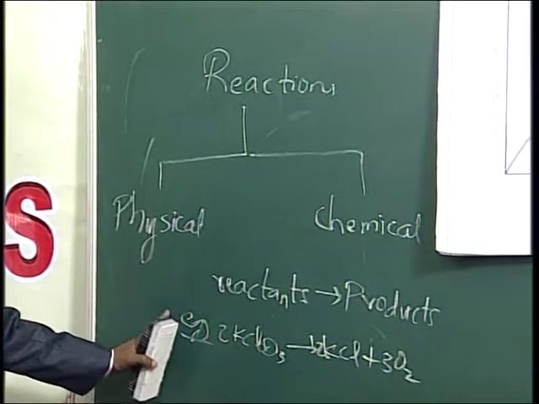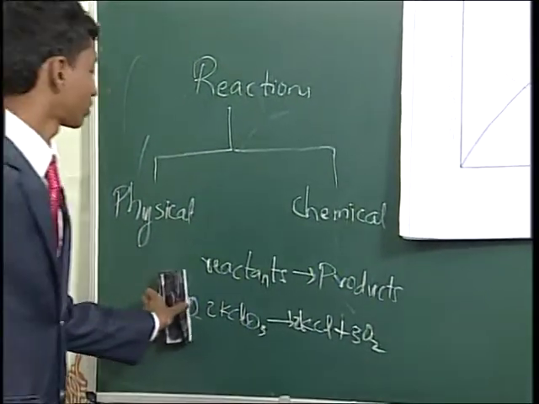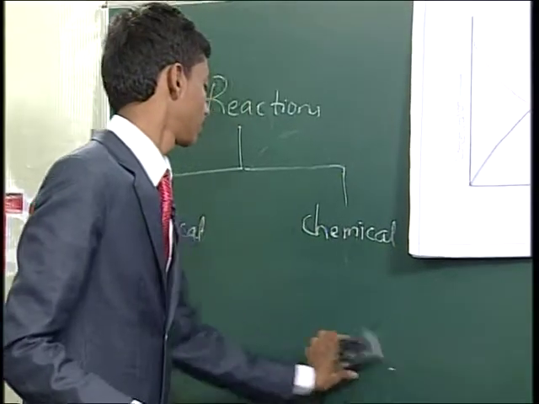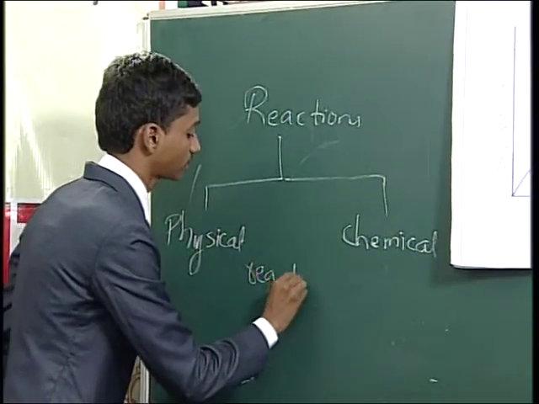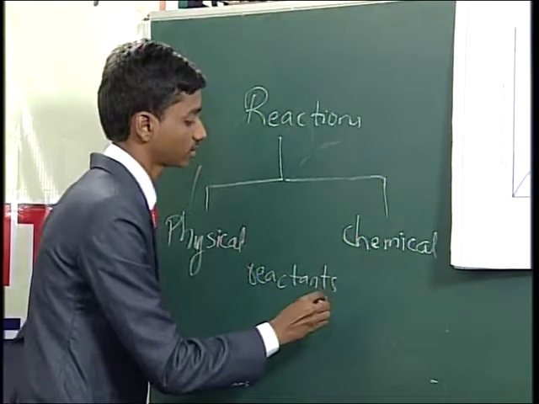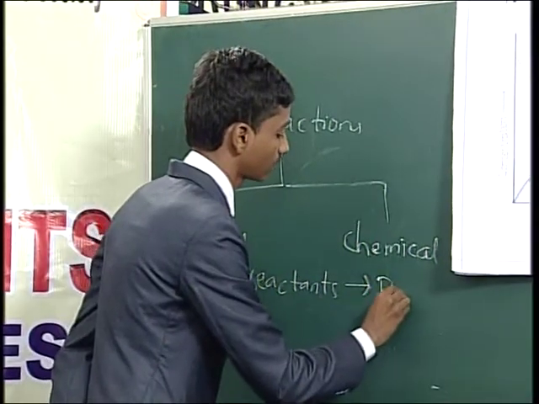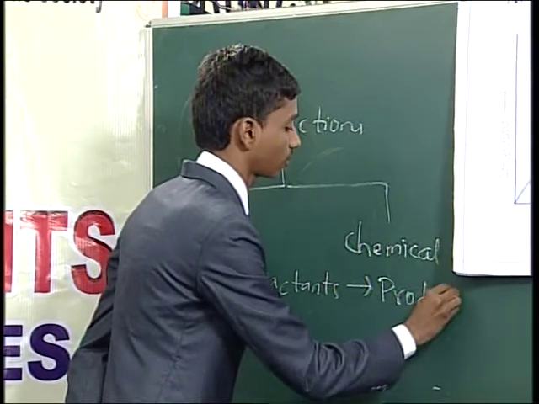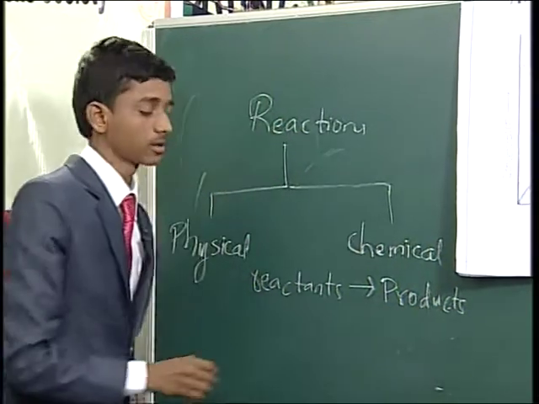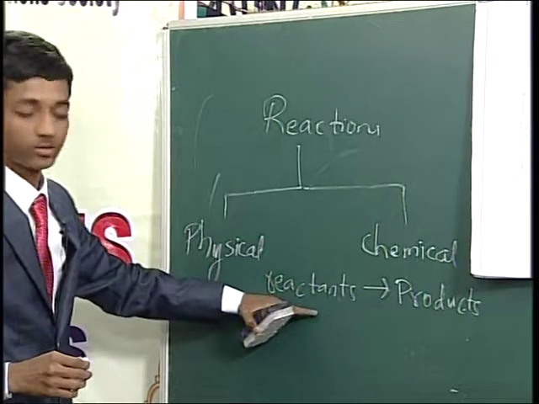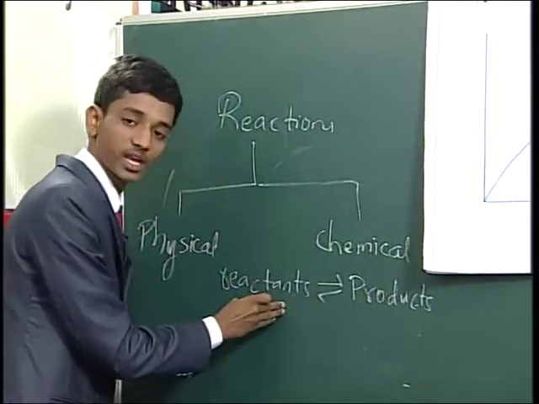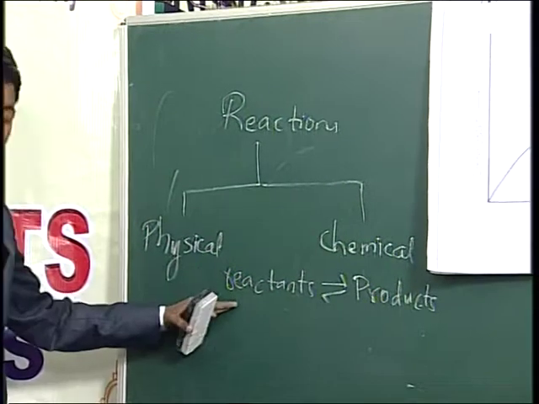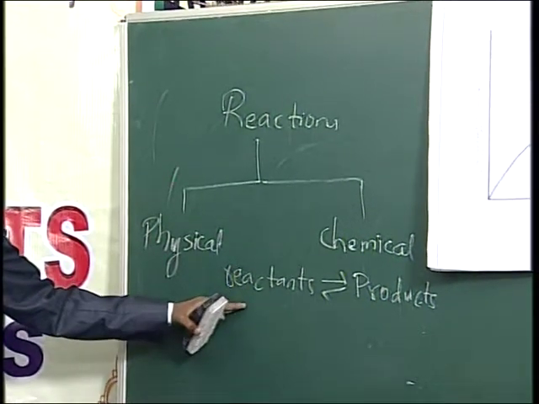Then suppose in some more reactions, the reactants can form products, whereas the products can give the reactants back again. The products can give even the reactants back. And these types of reactions are known as reversible reactions.